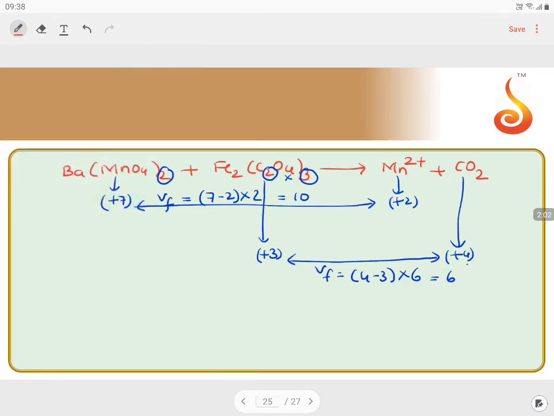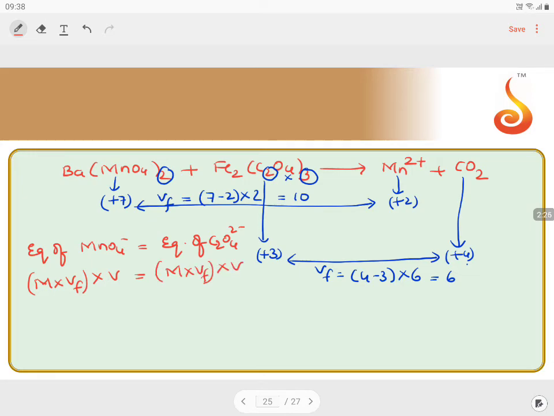Now coming back to the solving, equivalents of manganate MnO4 minus is equal to equivalents of C2O4 2 minus. So here normality, which can be written as molarity into valency factor into volume of KMnO4, should be equal to molarity into valency factor into volume of C2O4. So the molarity which is given is 1 by 10, valency factor is 10, into volume is 1, is equal to X into 6 into volume is 1 by 6. So this gets cancelled, this gets cancelled. X is equal to 1 molar.